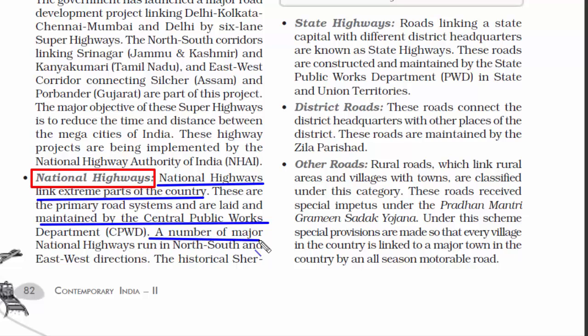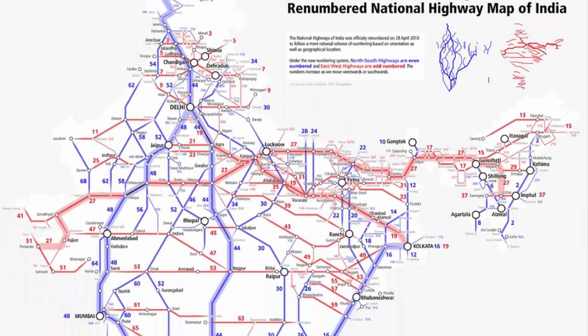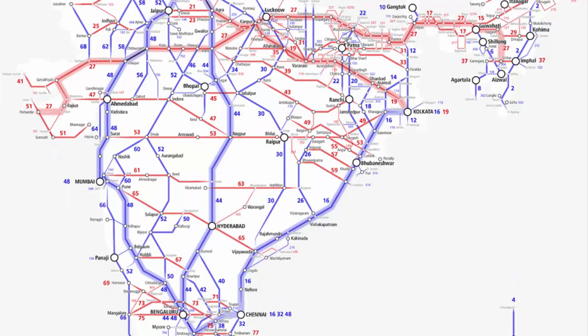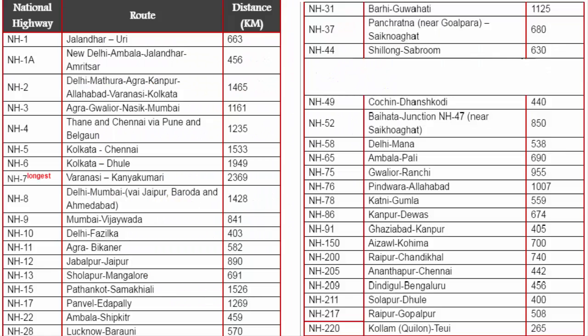And there are many major national highways that run in north to south and east to west direction. So in this map, you can take a look at some of the national highways of India. I'll just give you a list of some of the important national highways of India. You can just go through them and keep them in mind. These may come in your exams, hence they are useful.